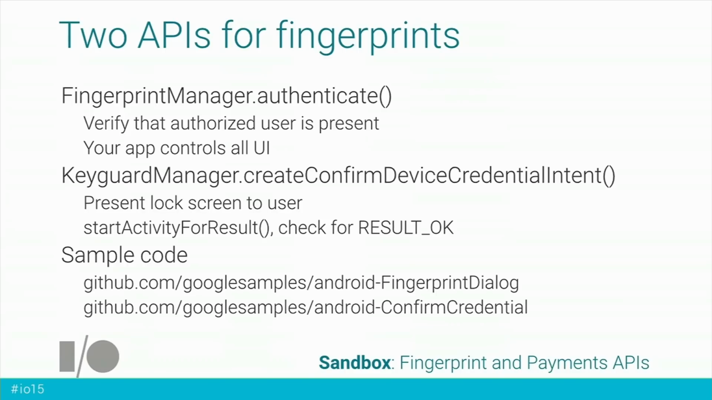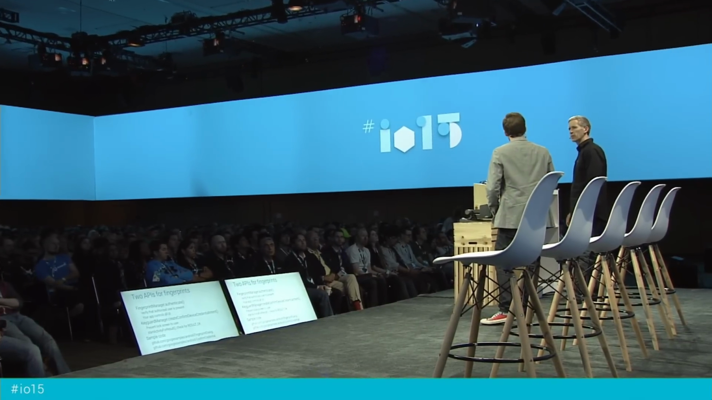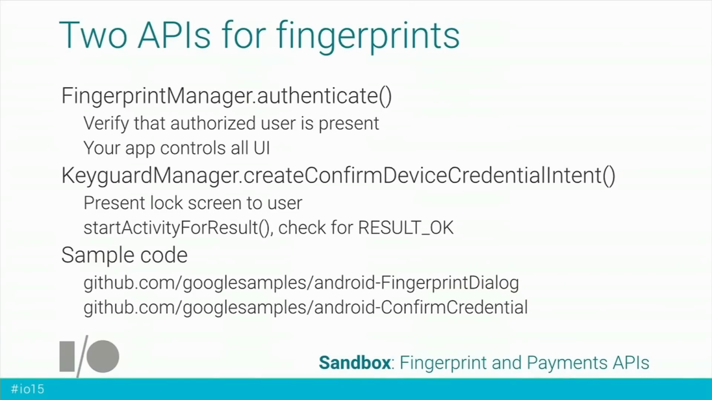But your app controls all of the UI. So if you want something that's branded, if you've got your own fancy animations, you can do all of that. This is all completely behind-the-scenes APIs that you can call to read from the sensor. If, on the other hand, you don't really need to bother with the UI and you just want to make sure that the user is still there, you can use the existing KeyguardManager API, createConfirmDeviceCredentialIntent, essentially showing the lock screen again.